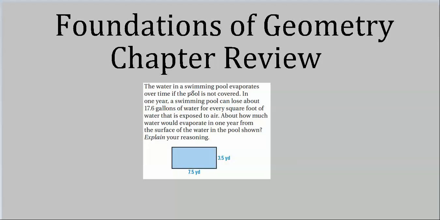What do we have to figure out in this? Well, what's the question? How much water would evaporate in 1 year? Okay. So what we have to know is the evaporation rate, and we've got that. But it's in square feet.